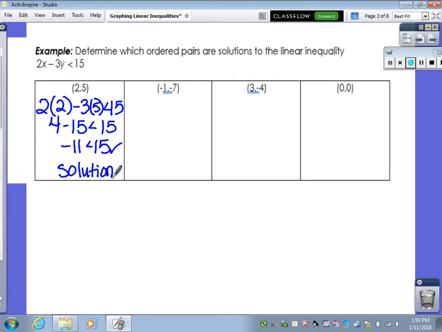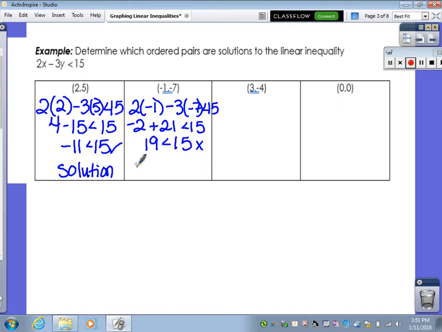Okay, next we're going to plug in negative 1 and negative 7. So I'm going to do 2 times negative 1 minus 3 times negative 7 is less than 15. So I'd have negative 2 plus 21, because of that double negative, is less than 15. 19 is not less than 15, so it's not a solution.